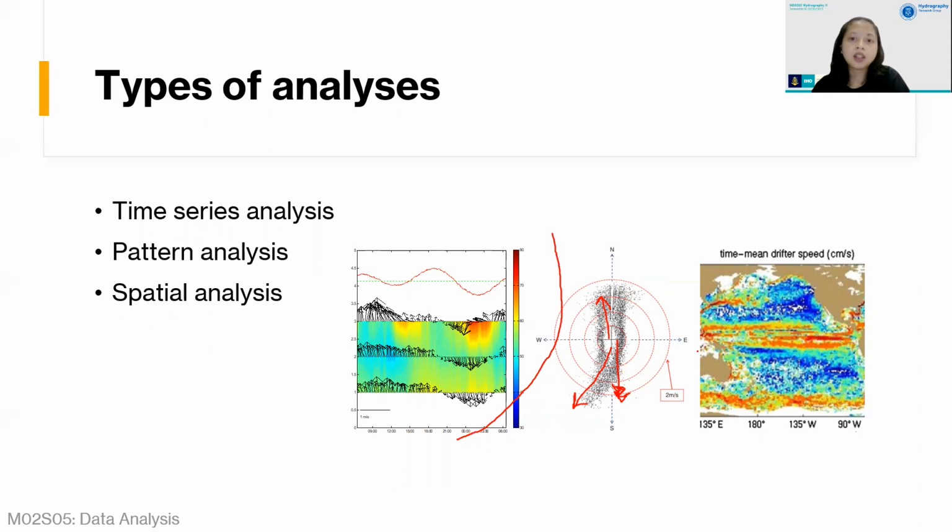You can imagine when that happened, why that happened, etc. And the last one is, of course, a spatial analysis. A spatial analysis you cannot only do in one station. So either you can do a model or you can do it from the drifter data.